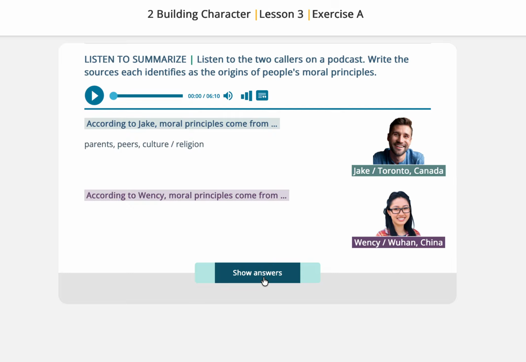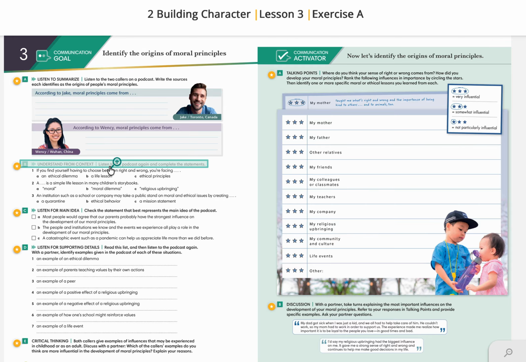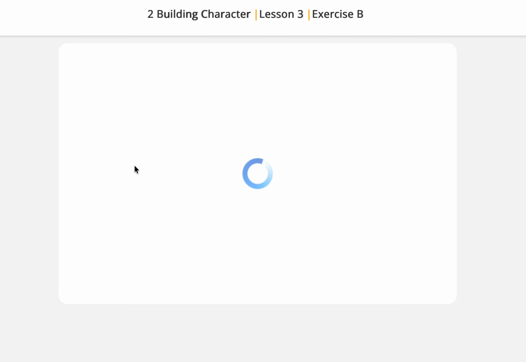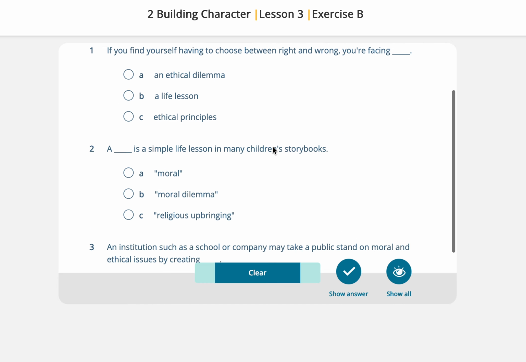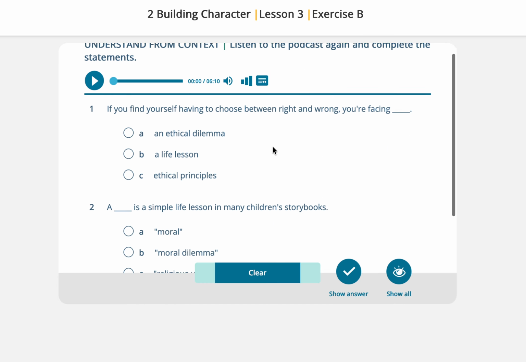According to Jane, moral principles come from parents, peers, culture, and religion. And according to her, moral principles come from institutions and life events. I think I agree with Jake. Who do you agree with? In my case, I agree with him. Okay, so understand from context. How can we understand from the context? It is the same audio. You just have to write this down and check the answers.